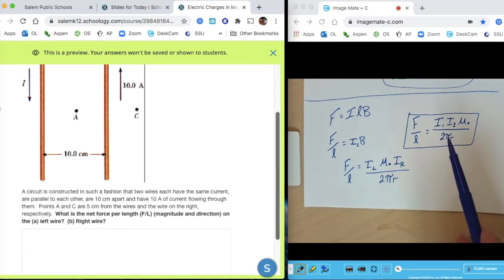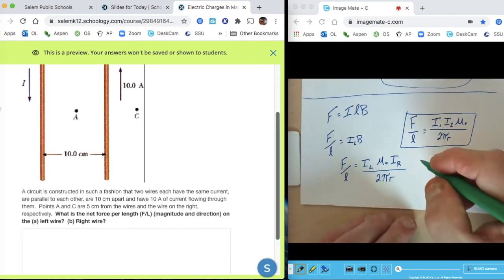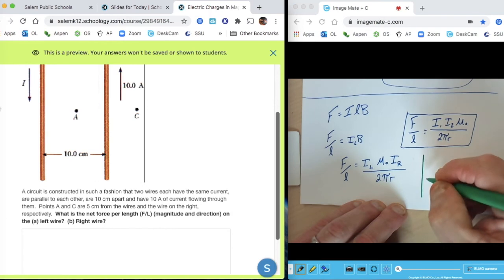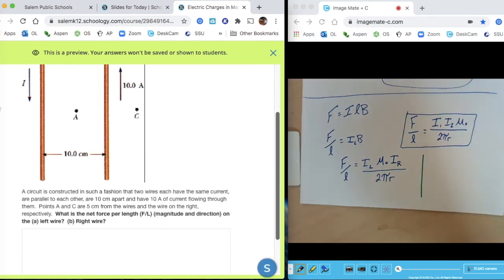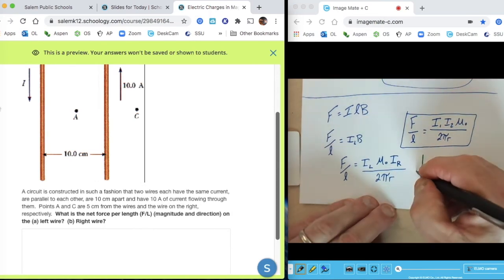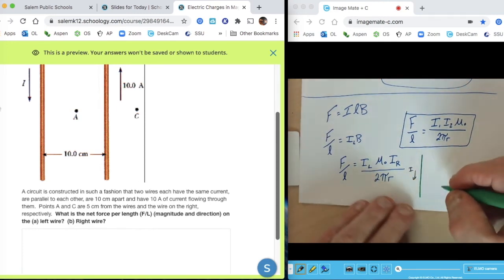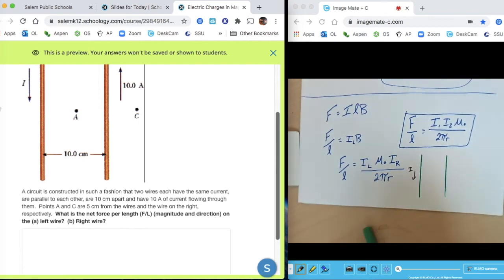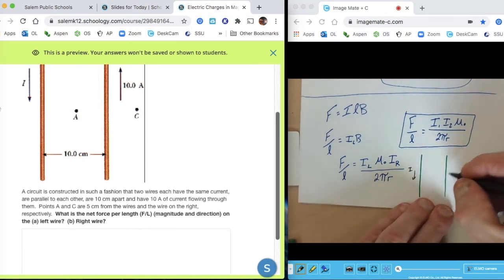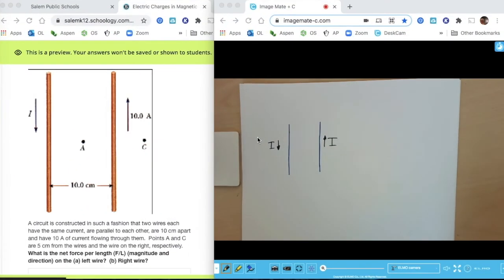Now, what is the direction? The forces are going to be the same on each of them, but what's the direction on the left wire or the right wire? Let's look at it this way. Here's the wire on the left, and the current is, let's switch colors here, that way. And the wire on the right, the current is the other way, this way. Let's zoom in on those wires to take a closer look and figure out which way the force is.